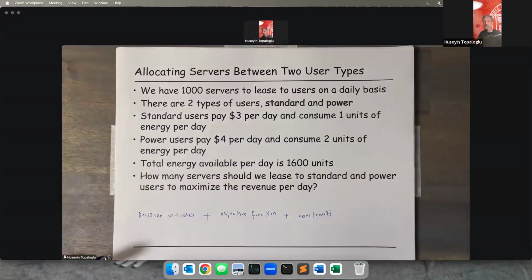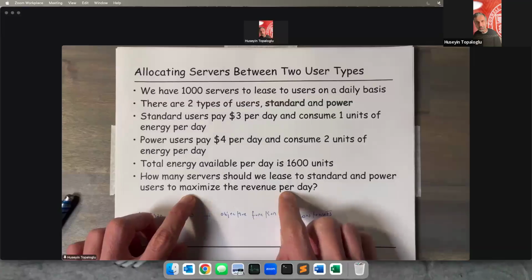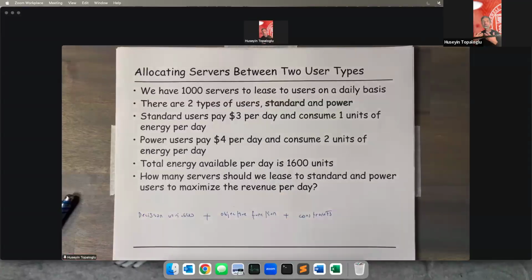First, we need to specify what our decision variables are. Decision variables are the quantities that we adjust to reach our goal. What is our goal? Our goal is to maximize the revenue per day. And what are the quantities that we adjust to maximize the revenue per day? The number of servers that we lease to standard users and the number of servers that we lease to power users. Those are the quantities that we can play around with to maximize the revenue that we collect per day. So those are going to be our decision variables.